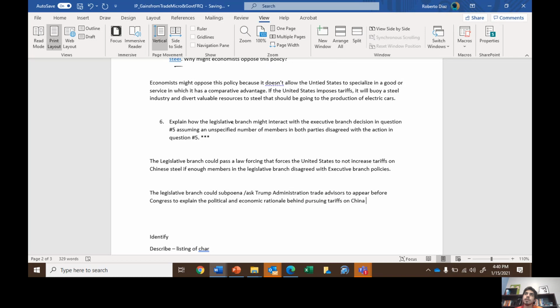You can also imagine a world in which the legislative branch decided to hold hearings and they invited economists to testify, right? And so it says an unspecified number of people in both parties disagree. So we could say they expound upon the idea a little bit more in order to determine whether further congressional action is needed to change U.S. policymaking.